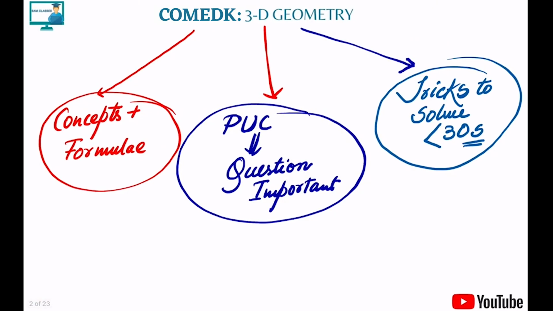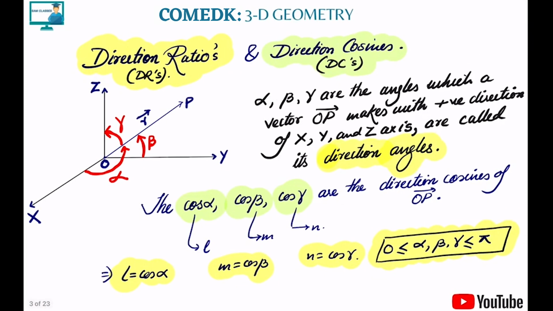So basically 3D geometry. First, what are the important things we'll be discussing? The concepts and the formula. Then we'll be solving PYQ and the tricks to solve the questions in less than 30 seconds. Okay. Now coming to the 3D geometry part, let's talk about direction ratio and direction cosines.